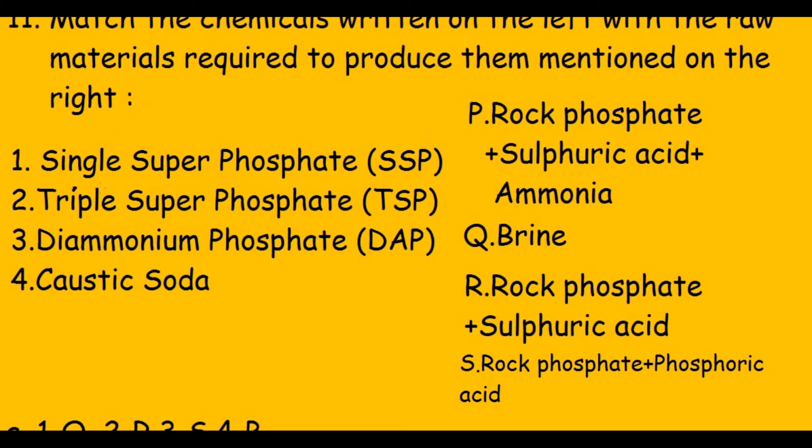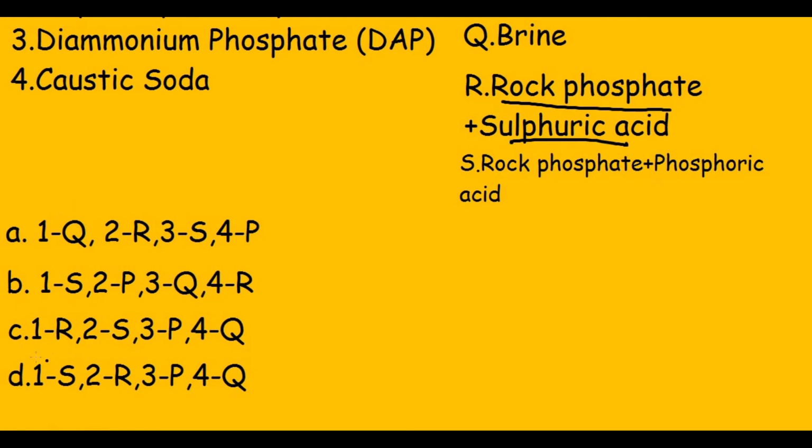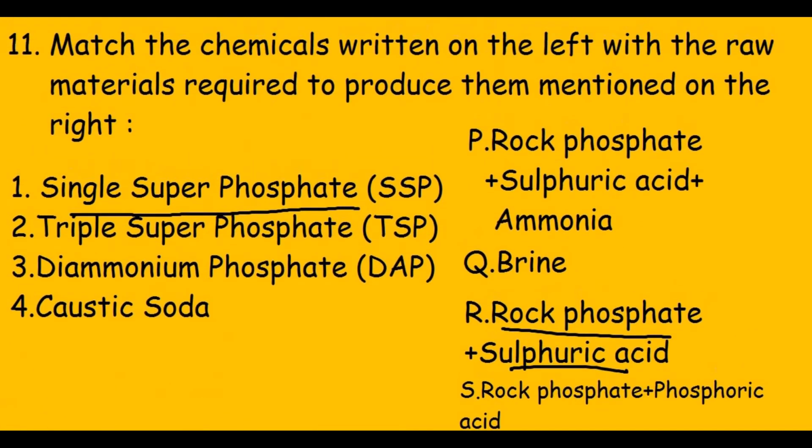Single superphosphate, we all know, is rock phosphate and sulfuric acid. So 1 will be R. Only one option is given where 1 is R, so C is the correct answer. See that we haven't completely solved the problem yet, but we have got the solution. So let's solve this anyways, just for the sake of knowledge.